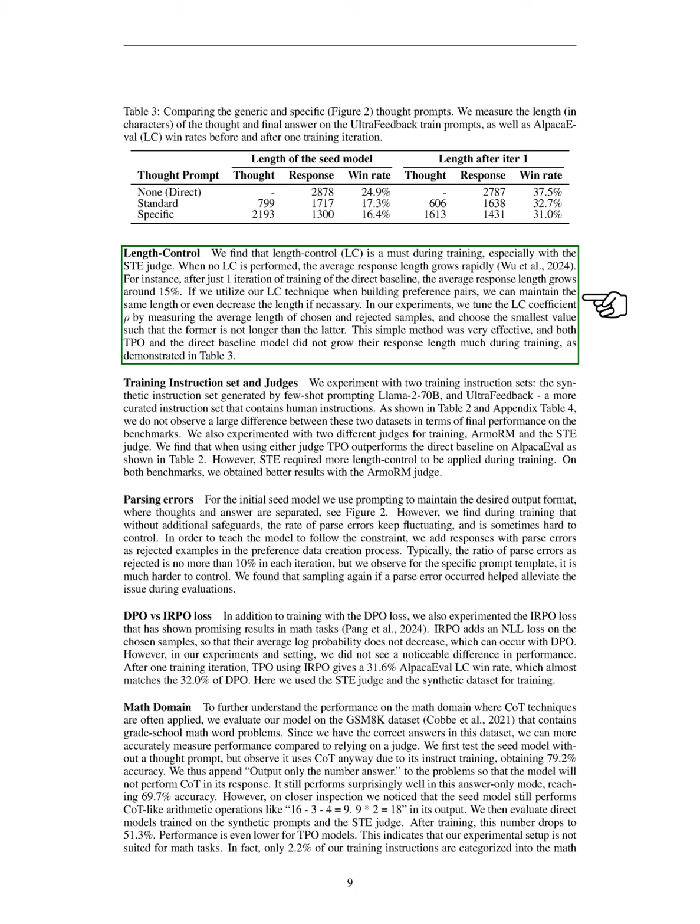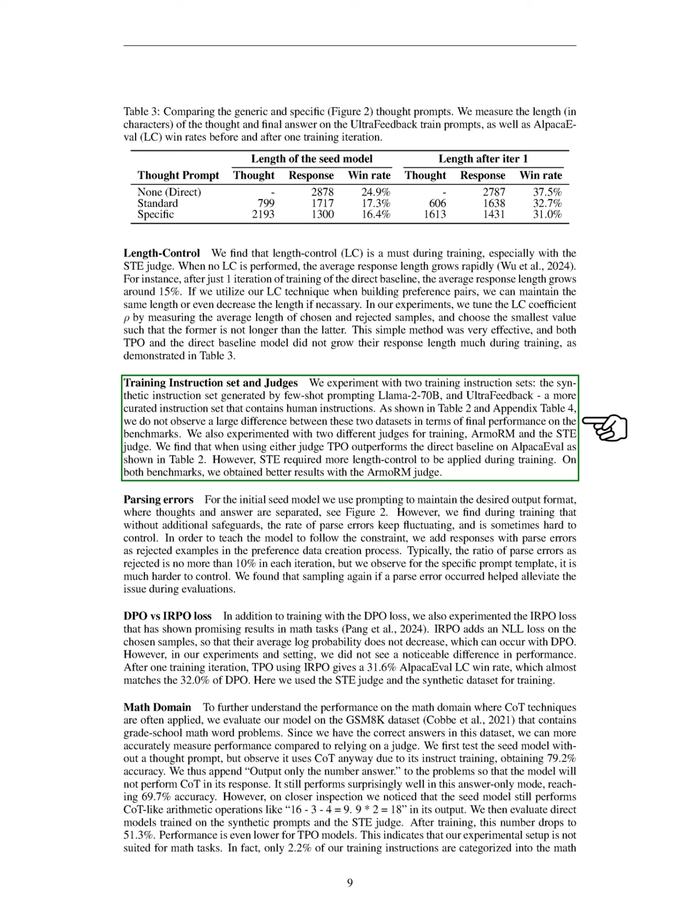By applying our LC technique when creating preference pairs, we can keep the response length stable or even reduce it if needed. We adjust the LC coefficient by comparing the average lengths of accepted and rejected samples, selecting the smallest value that ensures the accepted length does not exceed the rejected length. This straightforward approach proved effective, as both the TPO and direct baseline models maintained their response lengths during training.